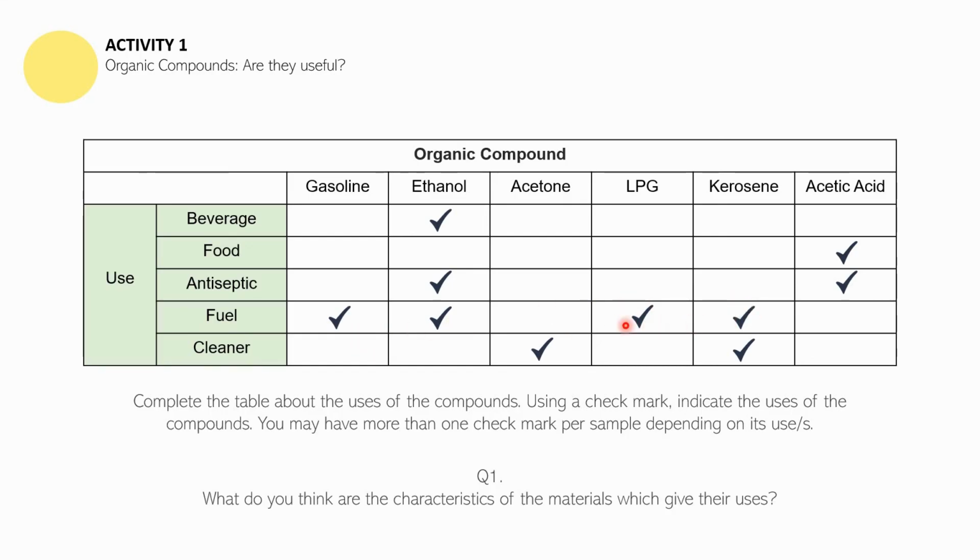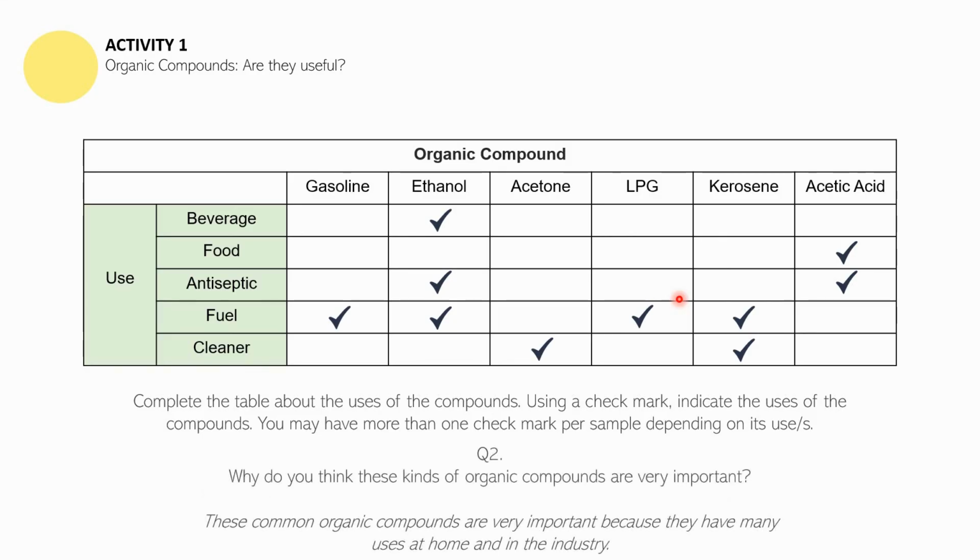Diba? So, ayan. For question number 2, the answer is these common organic compounds are very important because they have many uses at home and in the industry. So when we say at home, we can use them for cooking, to produce light, produce some fire, make fire. And then for the industry, they're used to power up vehicles, to basically run machines as well. So yeah, that is how important they are for the industry.